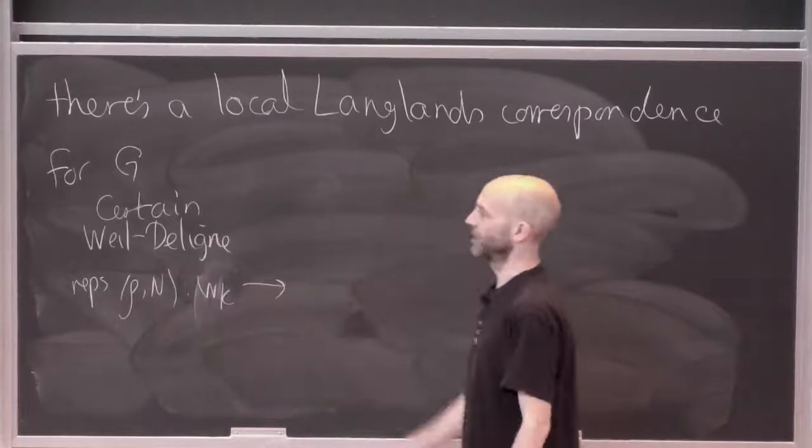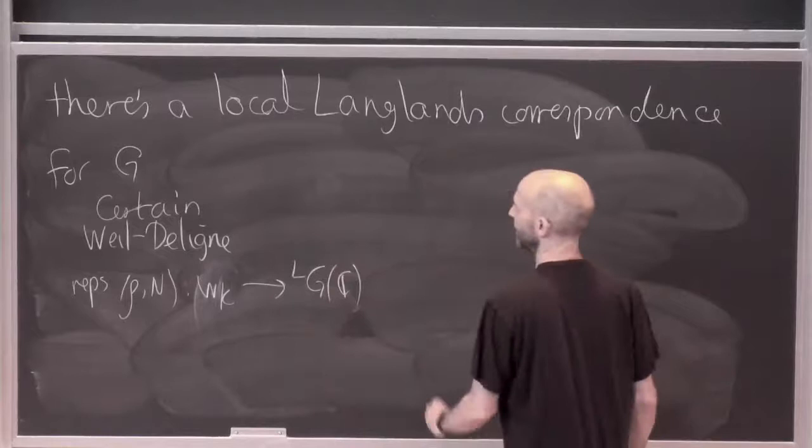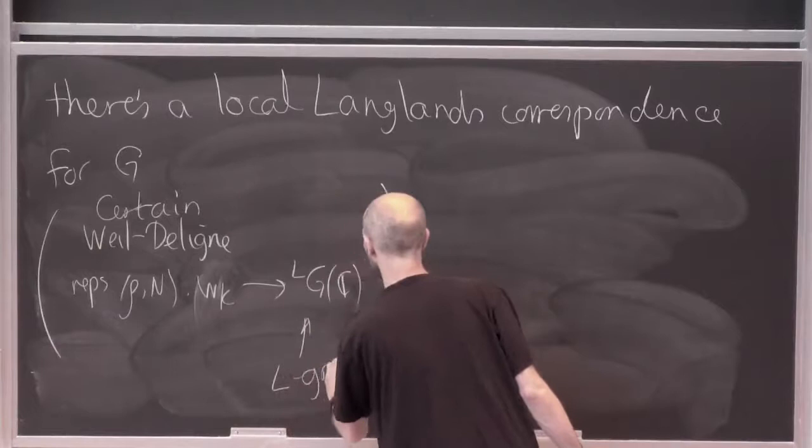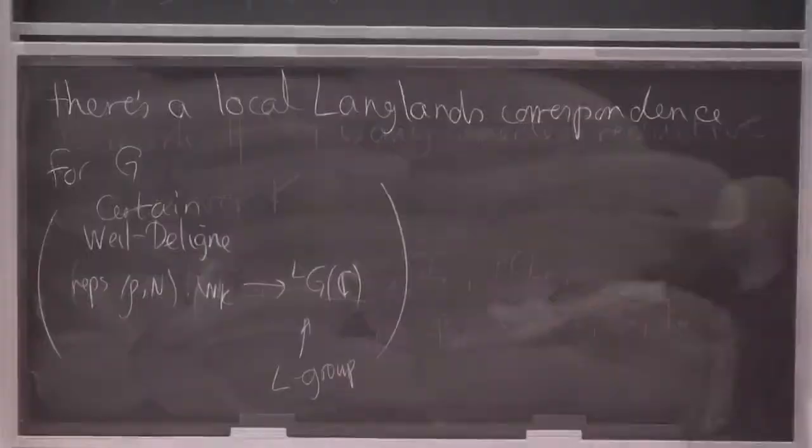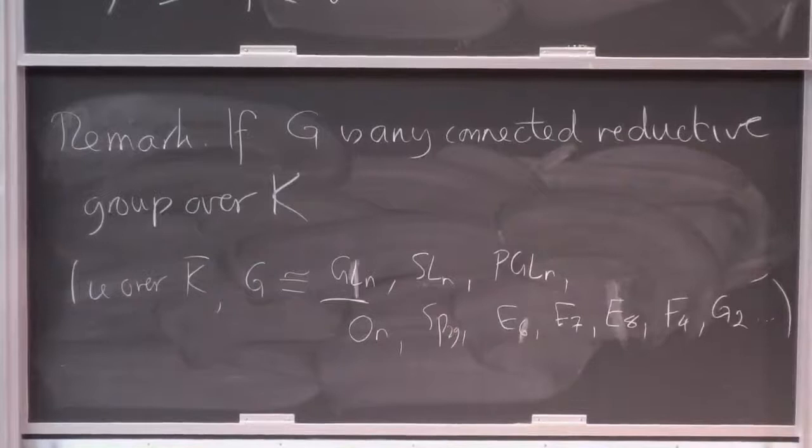This used to say GLN of the complexes, but it turns out one has to do the L group. So this is the L group. This is some kind of duality. I don't really want to get bogged down with the details, but the L group of GLN is GLN of the complexes. But it's not quite as simple as that. The L group of SLN is PGLN of the complexes, and the L group of PGLN is SLN of the complexes. So there's some slight twist here.